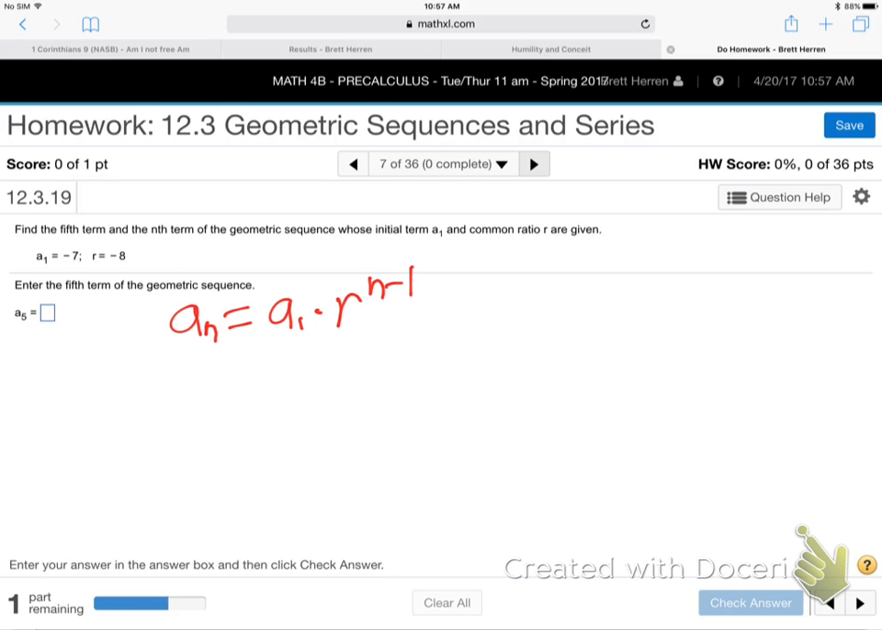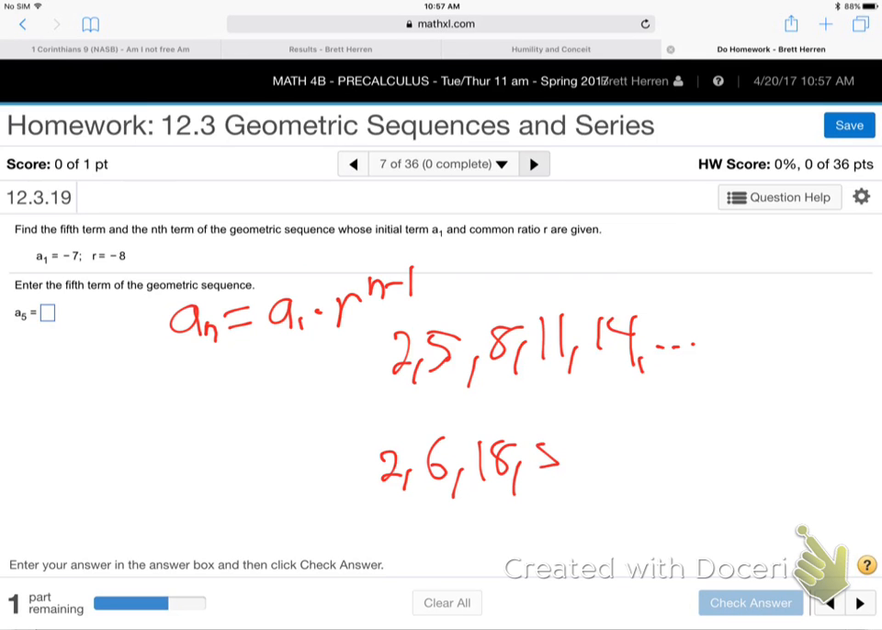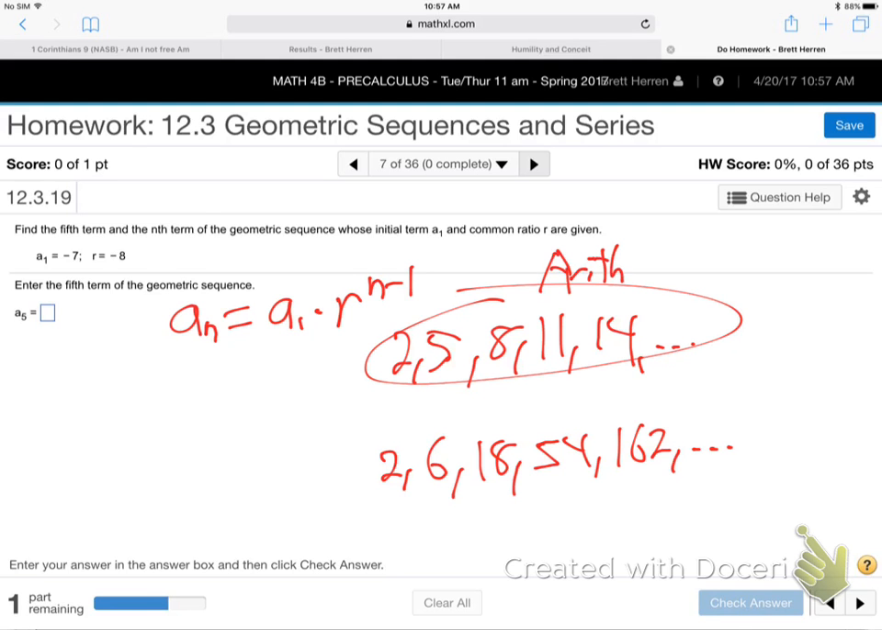Are you clear on the difference between them? Like if I give you, let me just make a list. If I go 2, 5, 8, 11, 14, versus if I go 2, 6, 18, 54, 162. All right, so this first one, is that arithmetic or geometric? Arithmetic. Why? Because every time it is adding 3. If you're adding or subtracting the same number every time, you're in an arithmetic sequence.